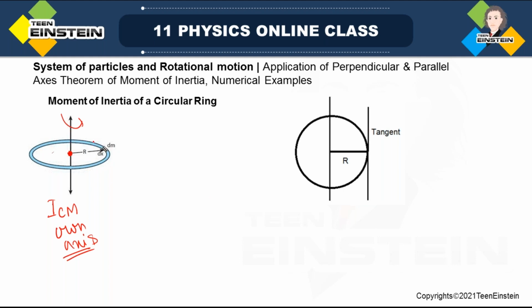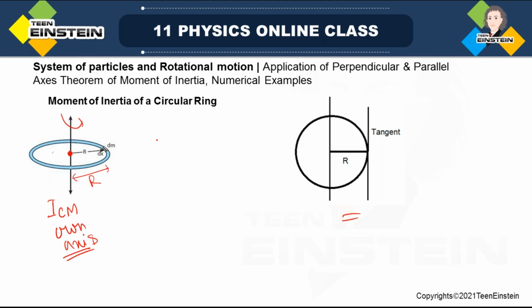Moment of inertia is always with respect to the axis of rotation. So as you change the axis of rotation, the moment of inertia will change. I'll take up a few examples like this also. Let me tell you first this particular case: you have to calculate the moment of inertia about an axis passing through the center of mass. Suppose this ring has radius r.